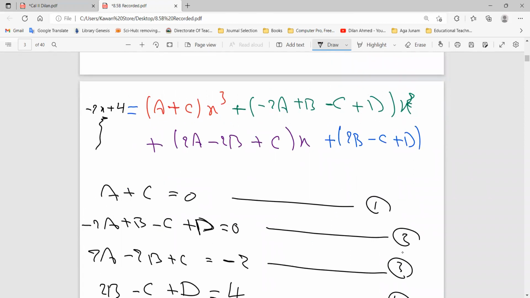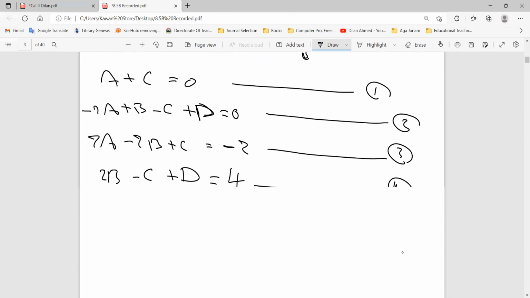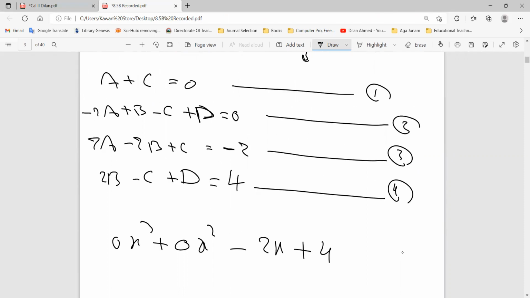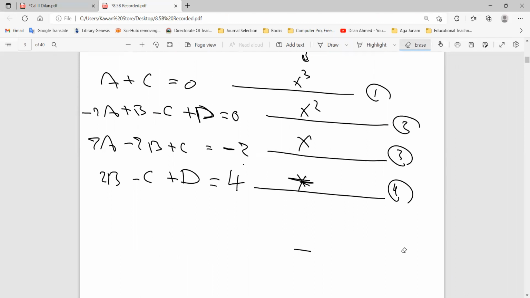Because that one was x, and that one with x, that one with nothing, and that one with nothing. The others are equal to 0 because we don't have anything in the left side. So in left side is like that, 0x cubed, 0x squared, minus 2x plus 4. So the coefficient with the x cubed is equal to 0. The coefficient with the x squared again equal to 0. The coefficient with x equal to minus 2. The coefficient with nothing is equal to 4. Clear?